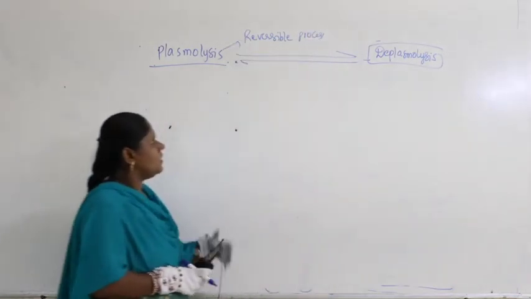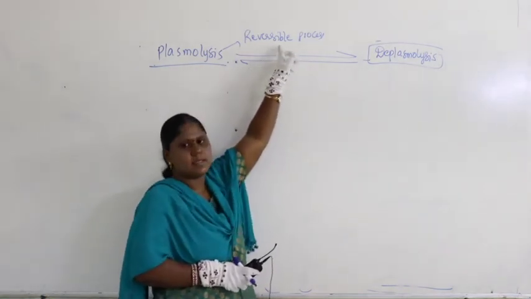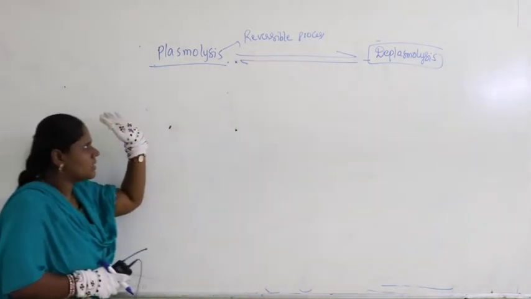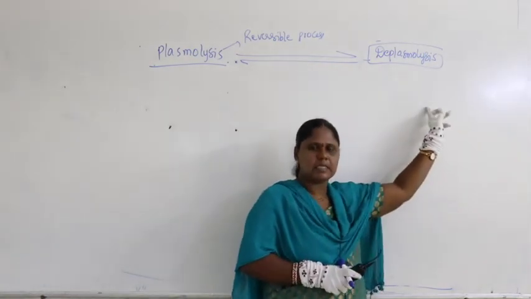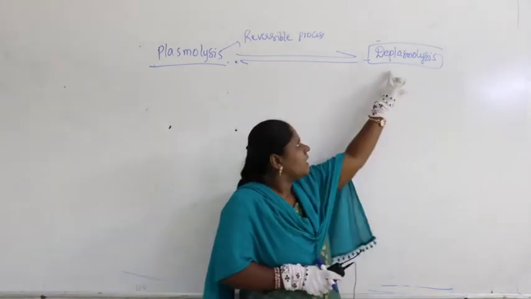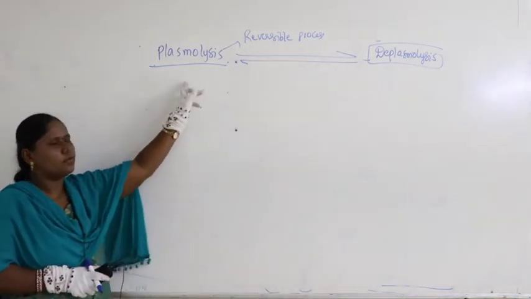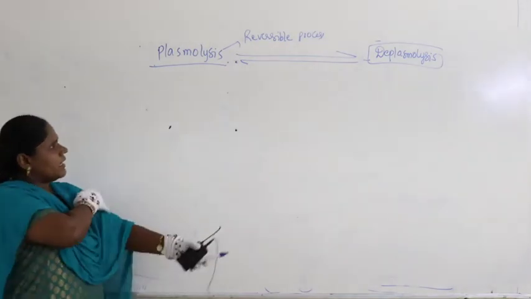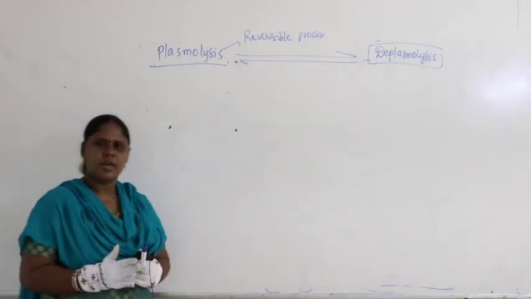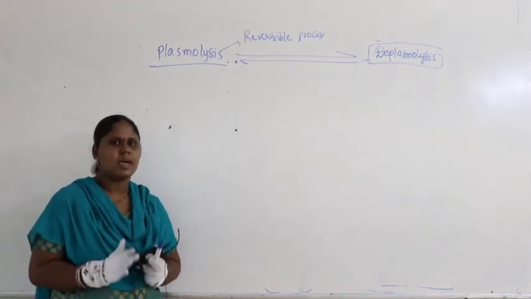So what you can see here, plasmolysis is said to be a reversible process. Why do you call it a reversible process? Plasmolysis can become deplasmolysis. After some time, deplasmolysis can become plasmolysis again. So it's said to be a reversible process. Now let us see very clearly the conditions where deplasmolysis happens and where plasmolysis happens.